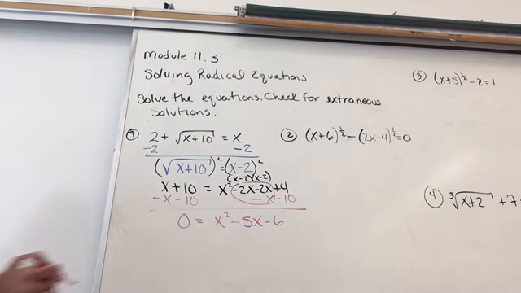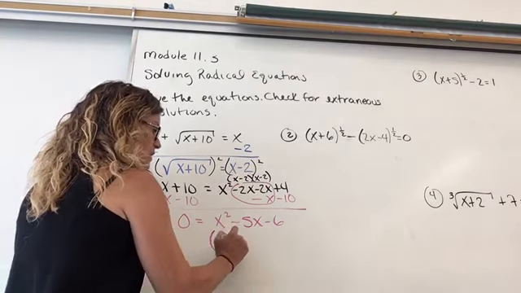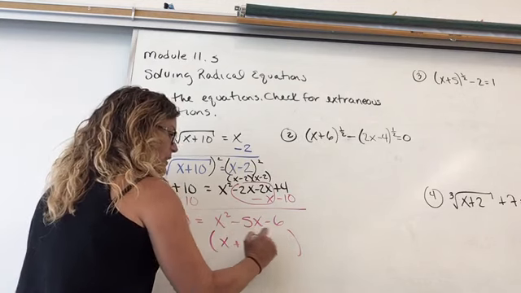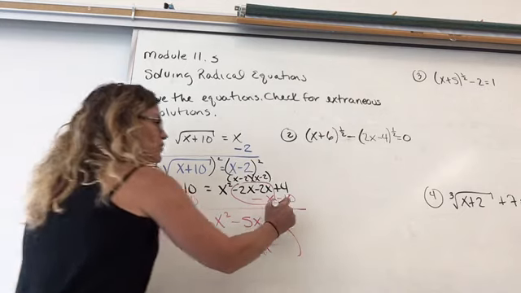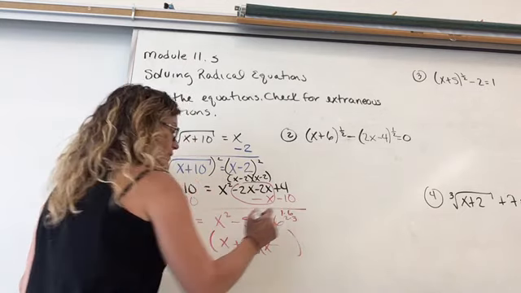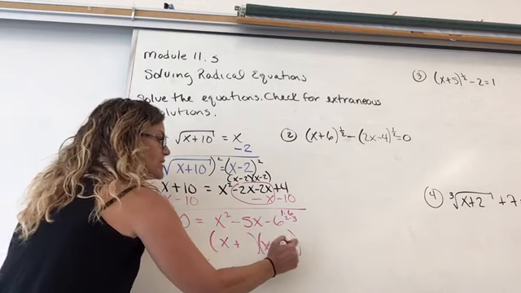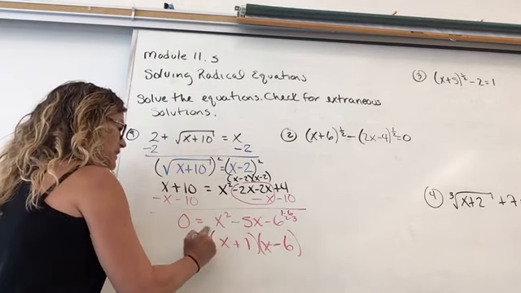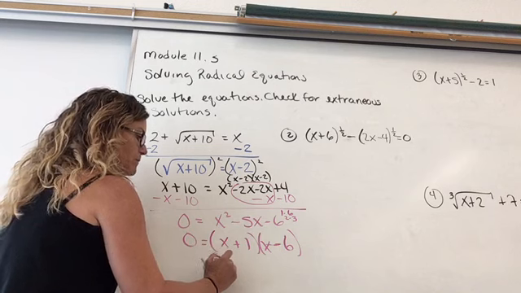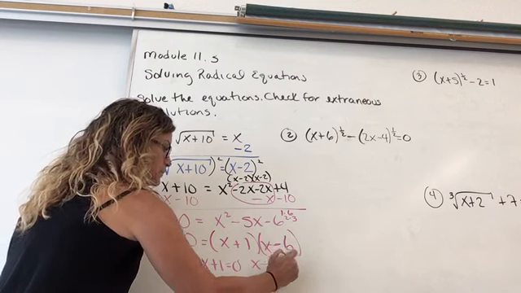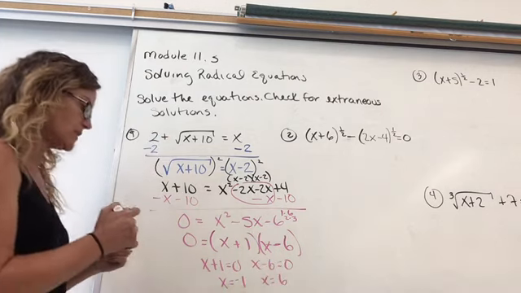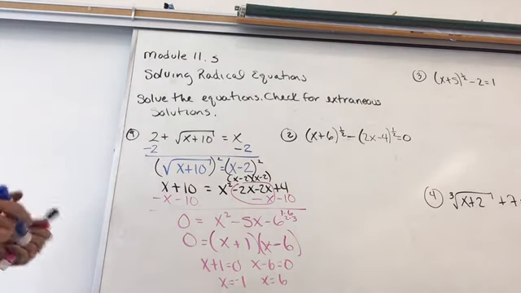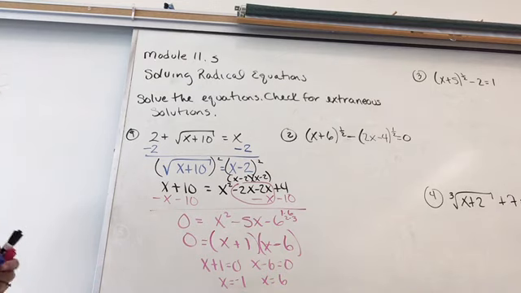Now I need to factor. I know I need a plus and I know I need a minus because there's a negative back here. Factors of 6: 1 times 6, 2 times 3. The ones that subtract to get 5 are the 6 and the 1. And I set each factor equal to 0. So x equals negative 1, x equals positive 6. And we're done, except we do need to check to make sure if we have an extraneous solution.